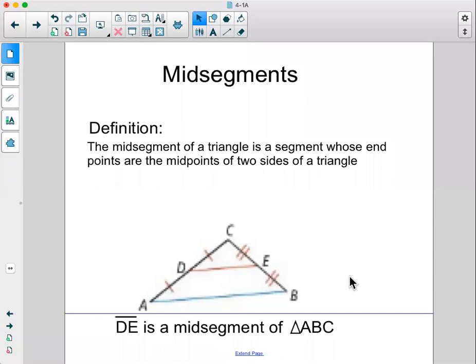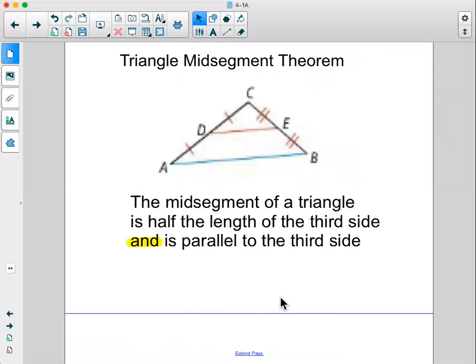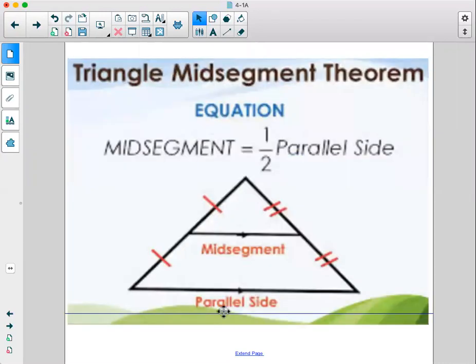triangle at all. And if we have a triangle midsegment, here's the big theorem of the day. There are two parts to this theorem. If we have a triangle midsegment, we know that that midsegment is half the length of the third side, the side it doesn't touch, and it's parallel to that third side, the side it doesn't touch. Here's a summary slide if you'd like to take a picture.